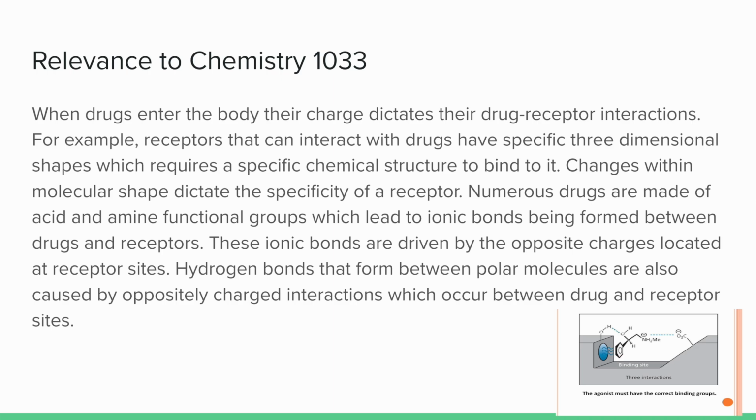Changes within molecular shape dictate the specificity of receptors. Numerous drugs are made of acid and amine functional groups, which lead to ionic bonds being formed between drugs and receptors. These ionic bonds are driven by the opposite charges located at receptor sites. Hydrogen bonds that form between polar molecules are also caused by oppositely charged interactions, which occur between drugs and receptor sites.